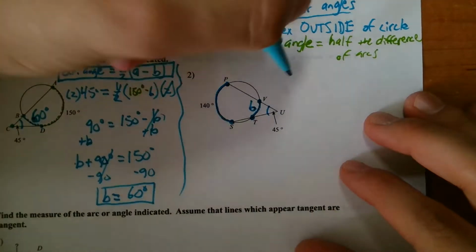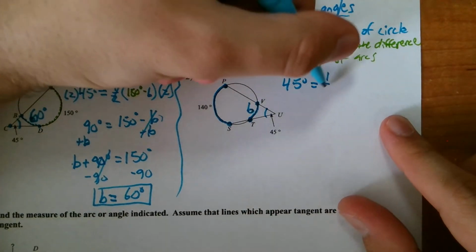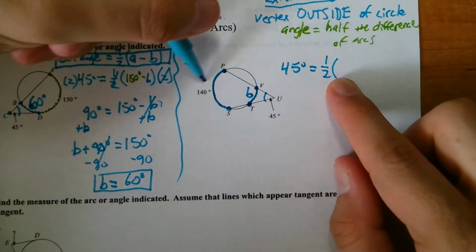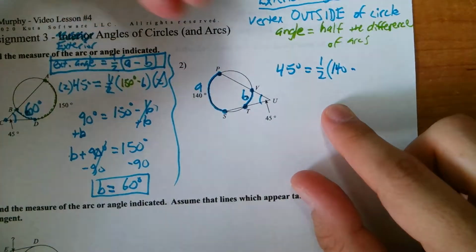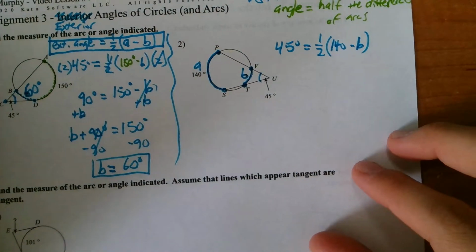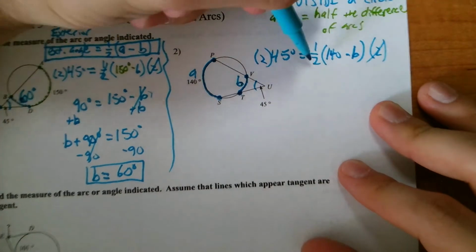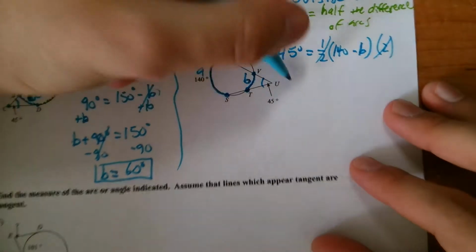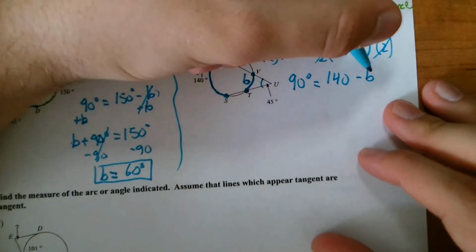So again, let's set that up. 45 is the angle, equals half the difference, so half. A, the big arc, would be out here, so 140, minus B, which is the little arc. Again, multiply by 2 on both sides. Cancel out the 1/2. That gives me 90 equals 140 minus b.